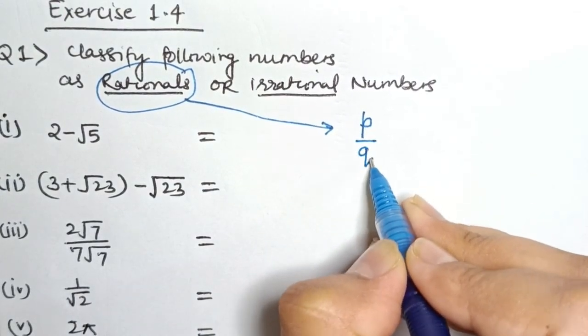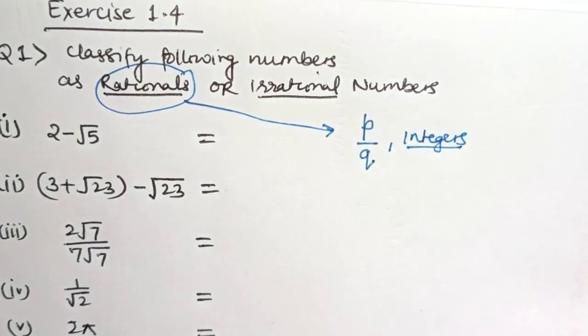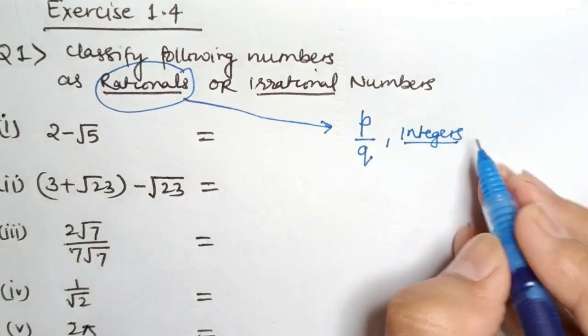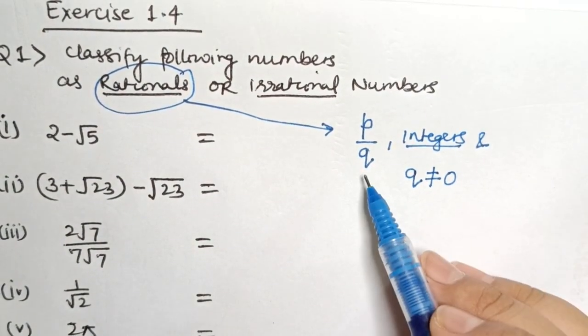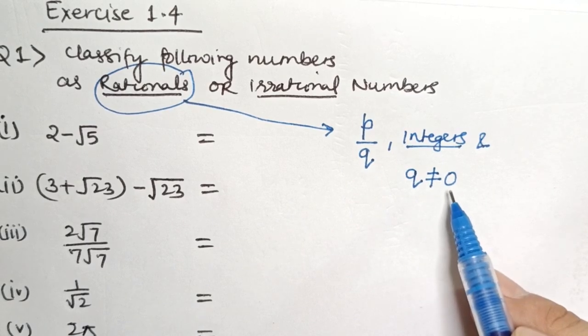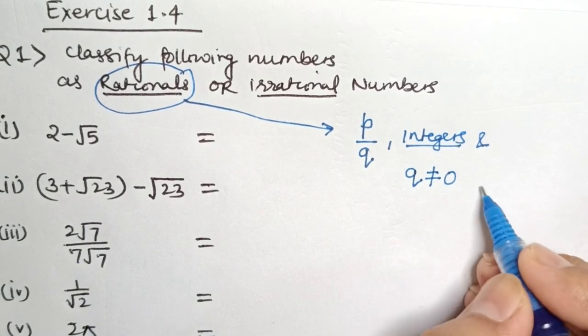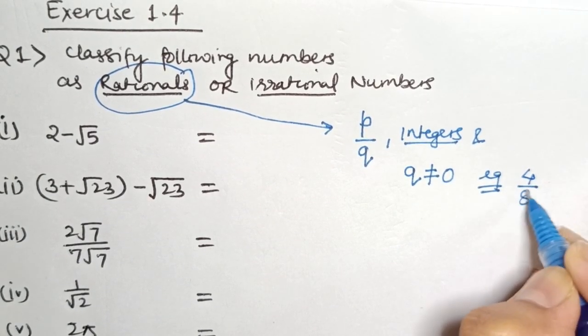A number that can be written in the form of p by q is a rational number, and these numbers are integers as well, where q does not equal 0. When I simplify, you can learn very easily that the number can be written in the form of p by q and q does not equal 0. So q here is the denominator. Okay, so the denominator should not be 0.